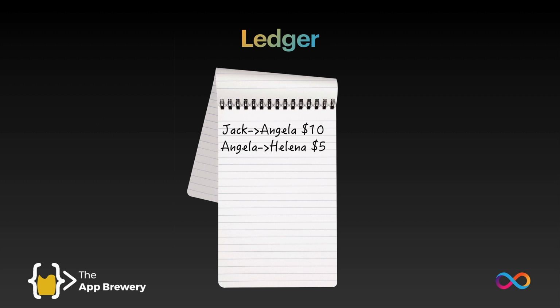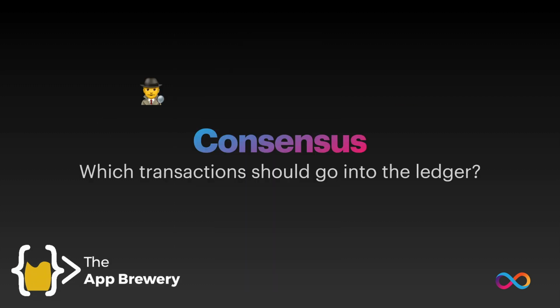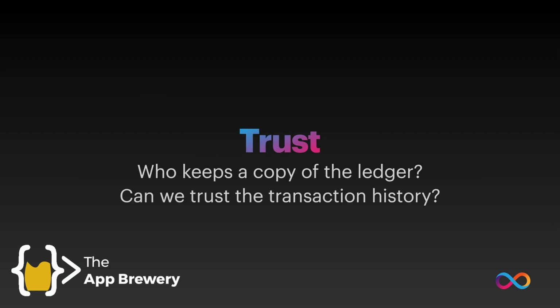But there are two problems. First, Jack, Helena, and I all need to agree on which transactions should go into the ledger. And second, we have to trust the person who's holding onto the ledger that they aren't just going to modify the transactions that we already recorded.